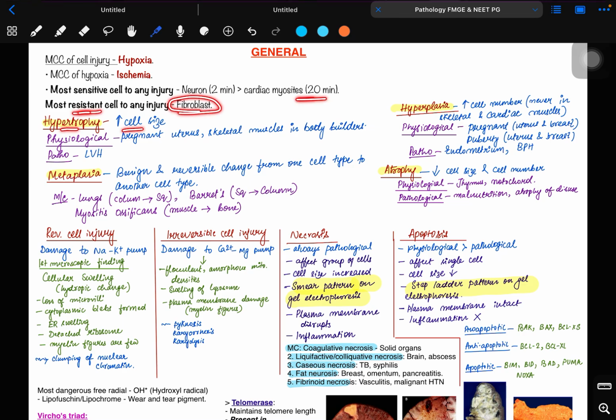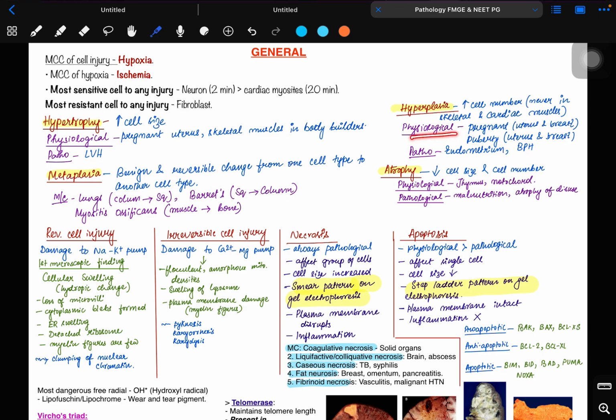Hypertrophy, what is hypertrophy? It is the increase in the cell size. Examples of physiological hypertrophy are pregnant uterus, skeletal muscles in the body builders. And examples of pathological hypertrophy is left ventricular hypertrophy. What is hyperplasia? It is increase in the cell number, where the cell number only increases, okay, not the cell size, and this never increases in the skeletal and cardiac muscles.